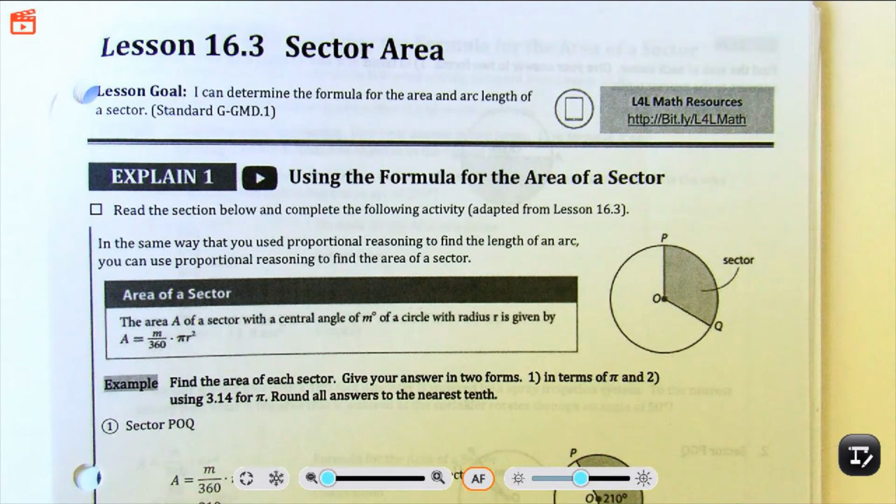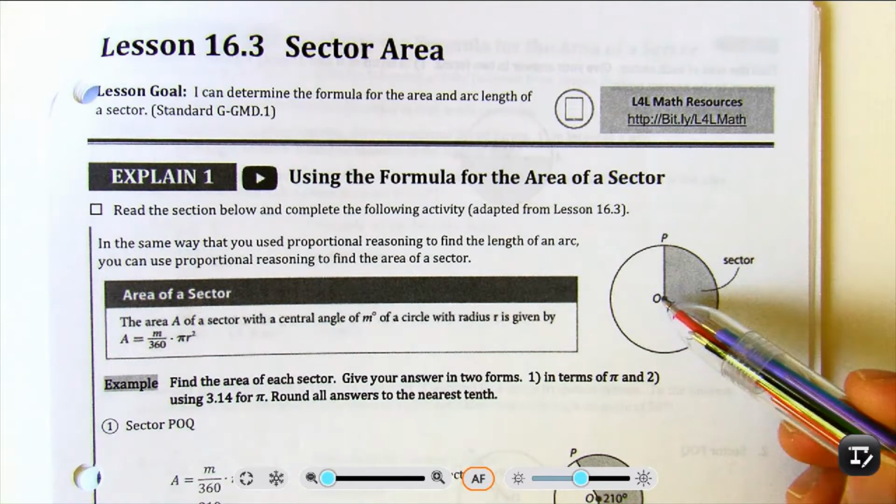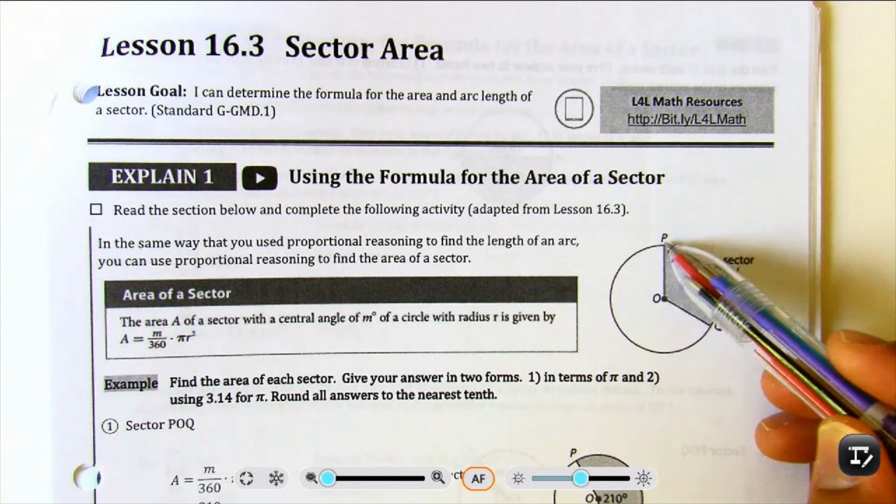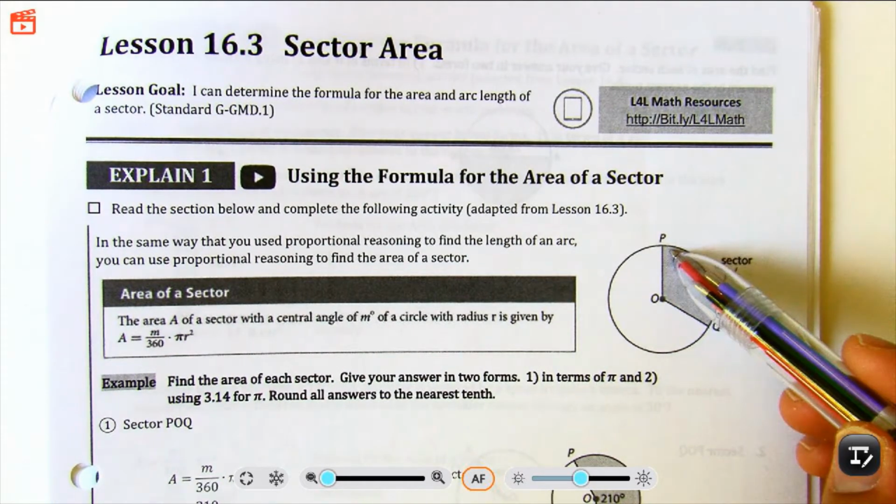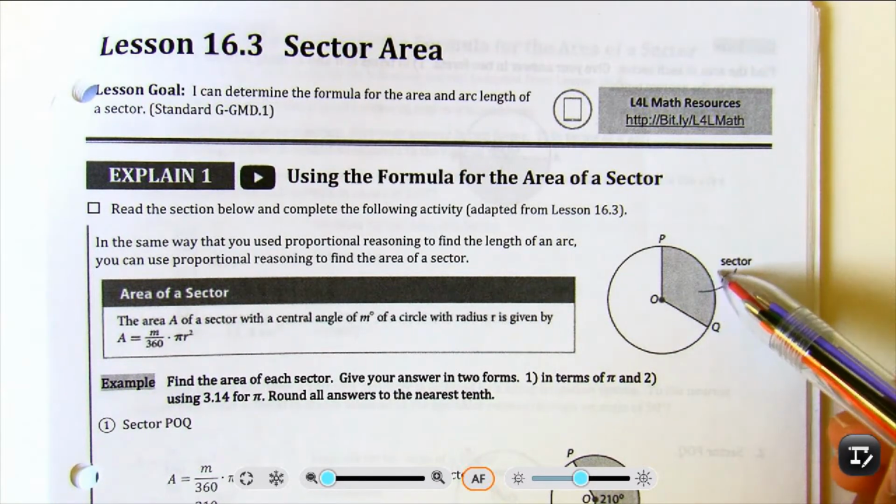Now let's talk about what a sector is. A sector is a region of a circle created by an arc. So a central angle forms an arc. Now this shaded region is the sector area.